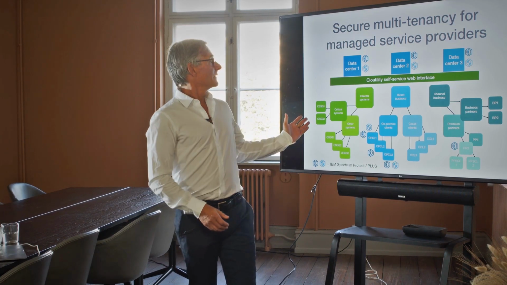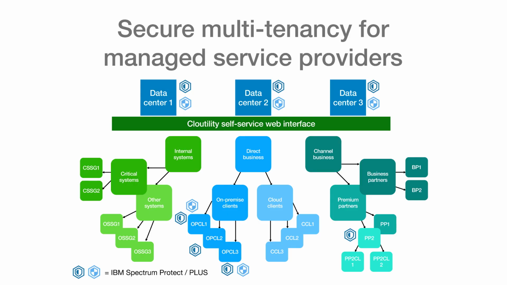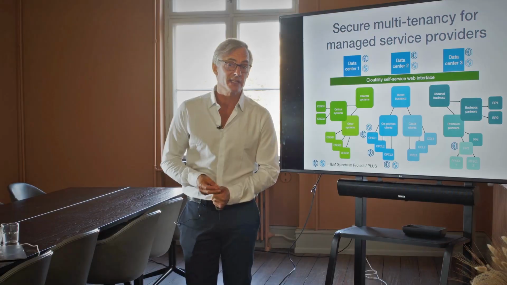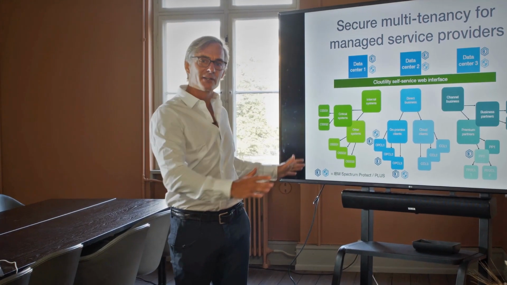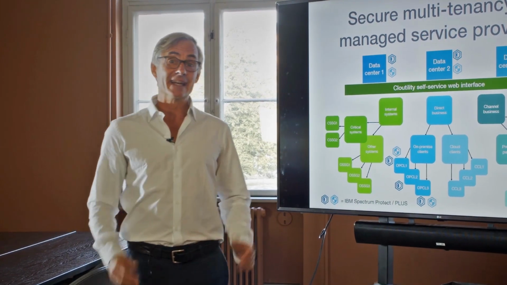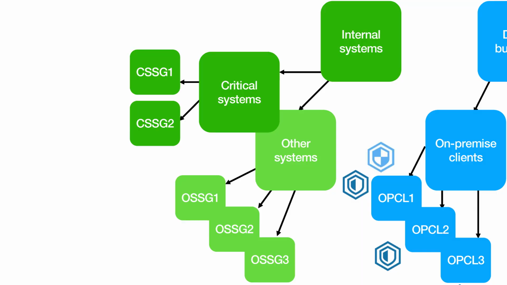So, this is what the setup could look like for an MSP. On the top level, we have one or more data centers, in this case 3 data centers, and these data centers are of course with IBM Spectrum Protect and Spectrum Protect Plus inside, and then a single installation of Cloutility. And now the hierarchical modeling of the organization can start. On the left-hand side, we have internal systems. Internal systems has 2 children, critical systems and other systems. And for each of these groups, we have several server groups.